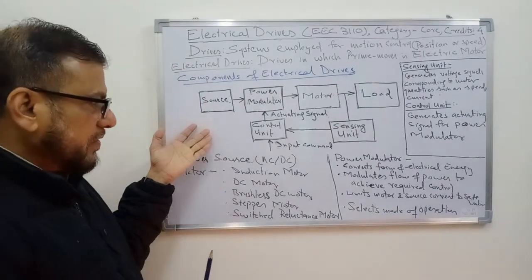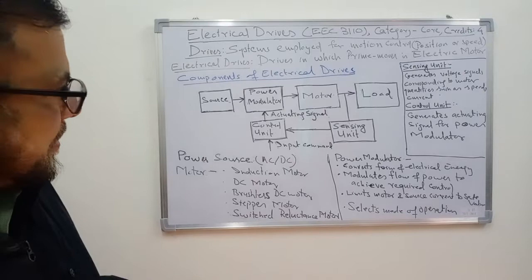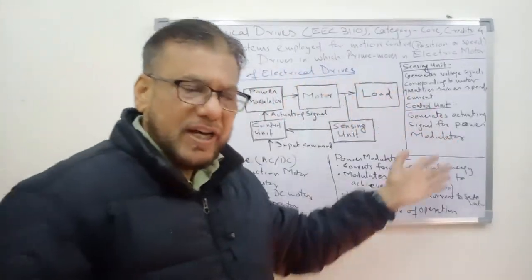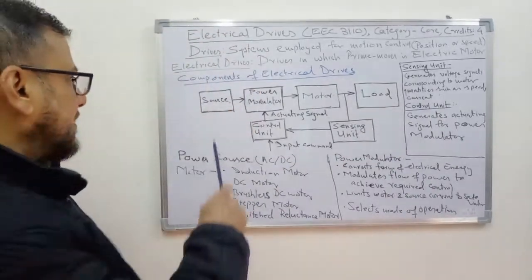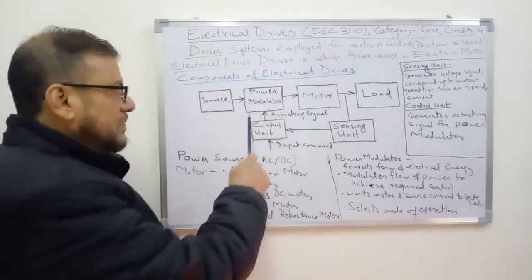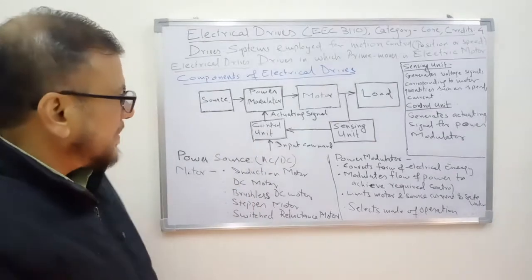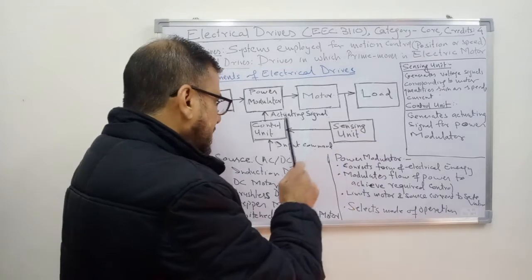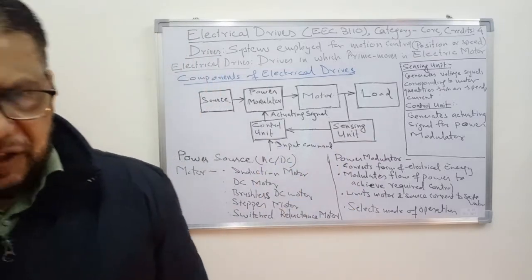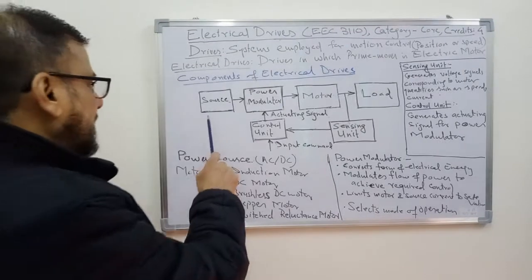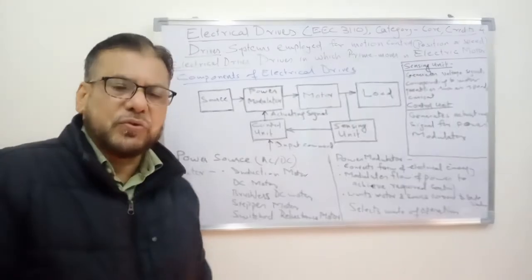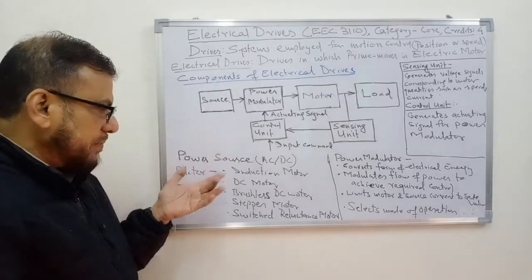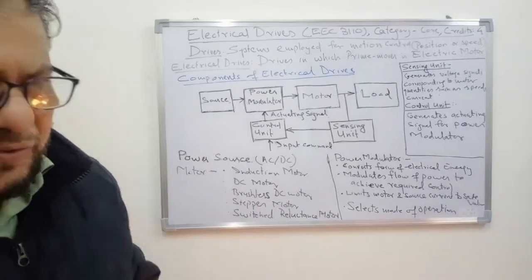Now, what are the various components of electrical drive? Let us try to understand it with the help of this block diagram. You can see that we have a source here, we have a power modulator, we have a motor, the load, sensing unit and the control unit. Let us discuss one by one. The first component shown here is source. Source is the power source. The power source can be AC source or a DC source.